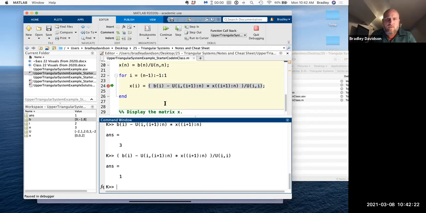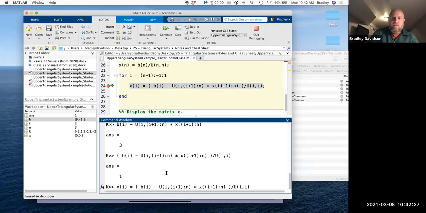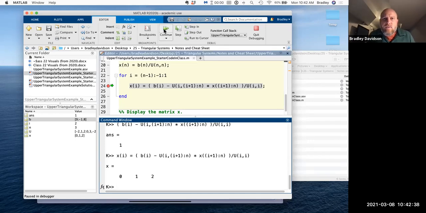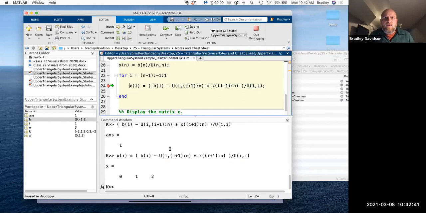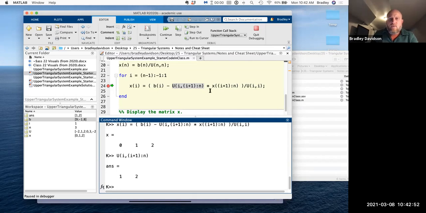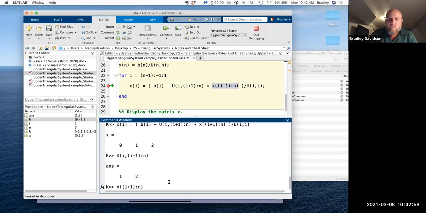Okay, so let's run this line. x sub i. So we get a 2, and then we get a 1, which is correct. And so it looks like the problem may be on our next loop. So now let's find out what's happening. Oh, I think I see what we have. We've got a 1, 2. For that position, we have a 1 and a 2 for our x.